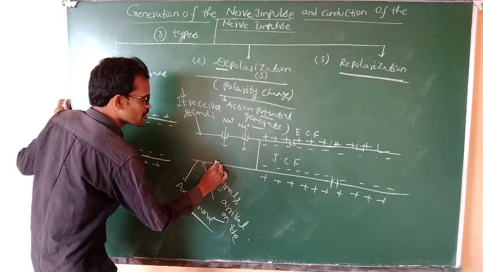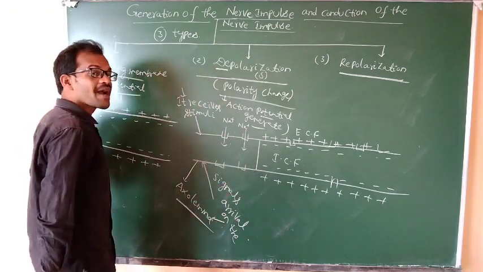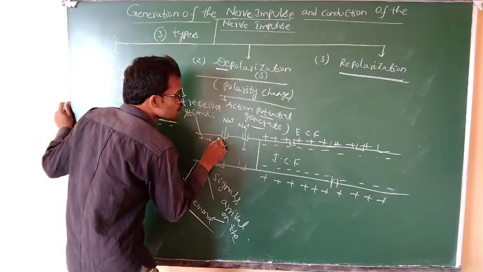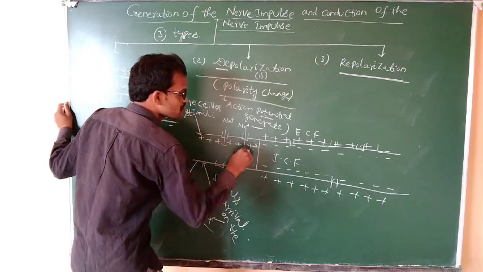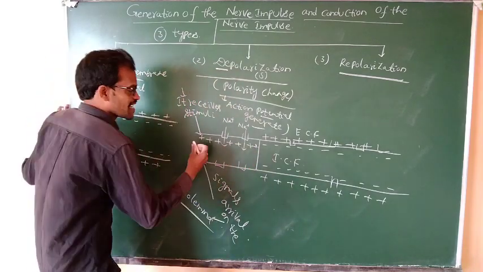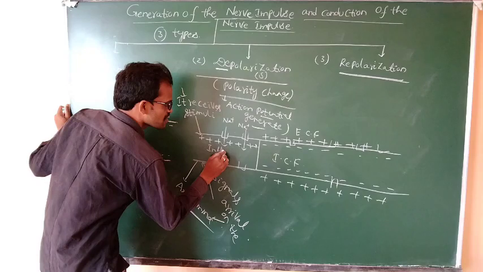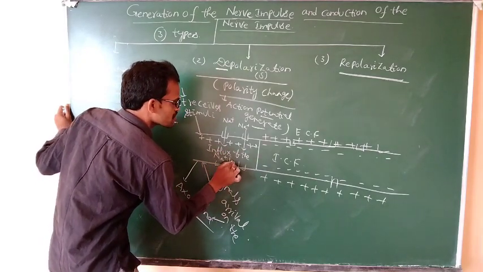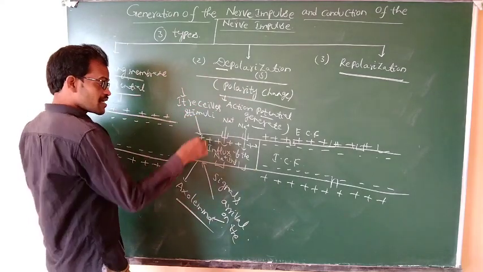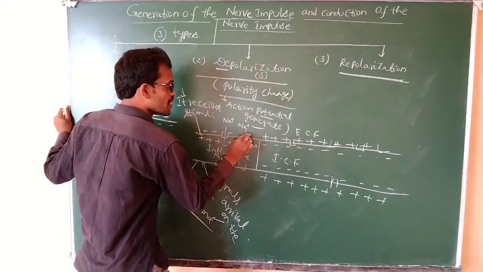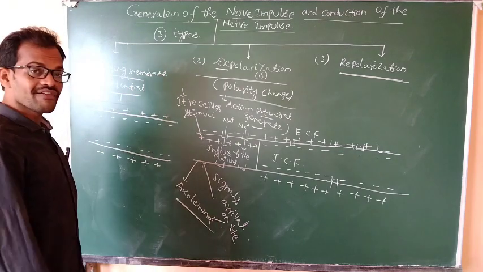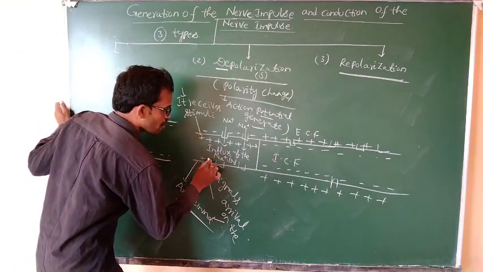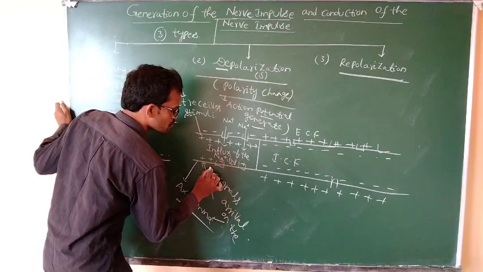The sodium ions move into the inside. Whenever sodium ions move inside, it is an influx of sodium ions, and the inside has a positive charge. Inside positive charge means outside negative charge. Outside is always negative, and inside is always positive.